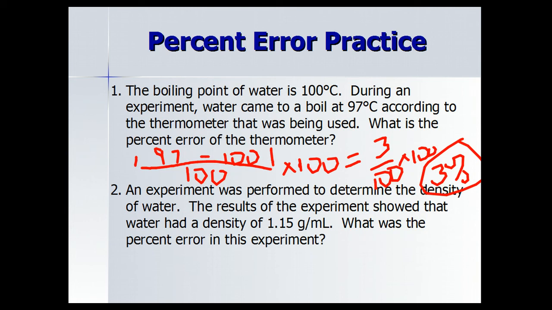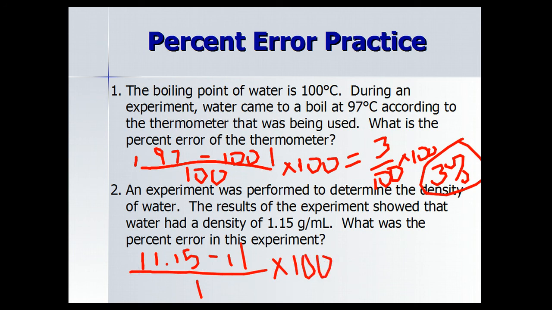Okay, number 2. An experiment was performed to determine the density of water. The results of the experiment showed that water had a density of 1.15 grams per milliliter. What was the percent error of this experiment? So again, we're going to do percent error. What we got was 1.15. We're going to subtract what we were supposed to get, which was 1. The density of water is 1, right, guys? And then absolute value, and that's divided by 1 times 100.